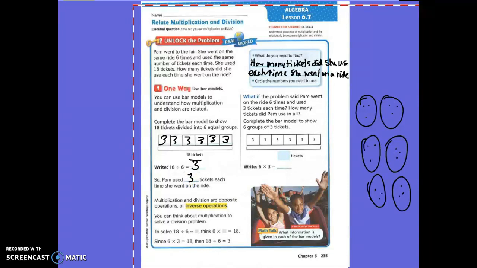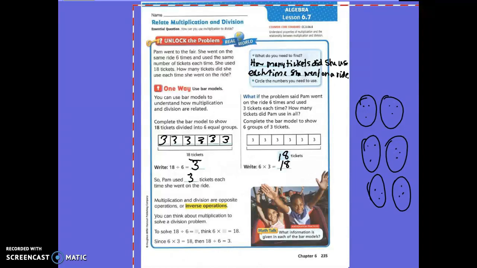3. What if the problem said that Hannah went on the ride 6 times and used 3 tickets each time? How many tickets did she use in all? So this is multiplication, guys. This is showing you how it's related. Look, it's giving you the bar model right here. 3 in each box, and there's 6 boxes. How many tickets is that all together? 18. Because 3 times 6 equals 18.